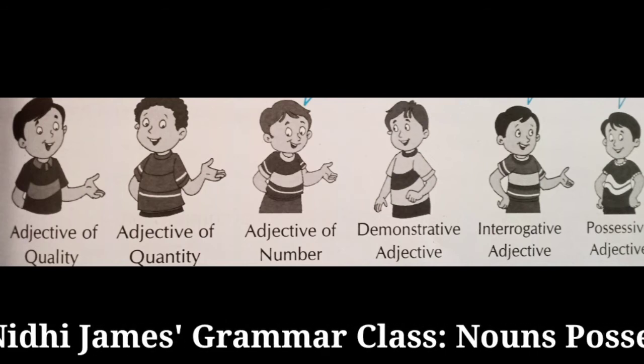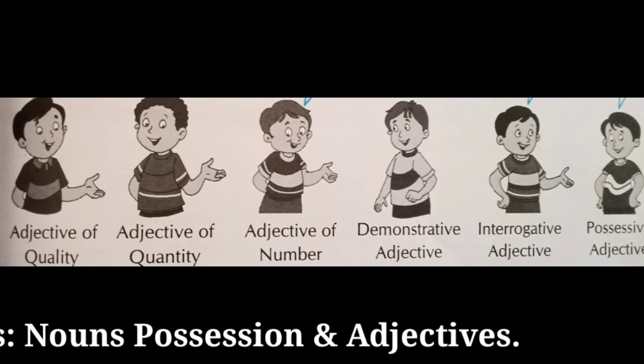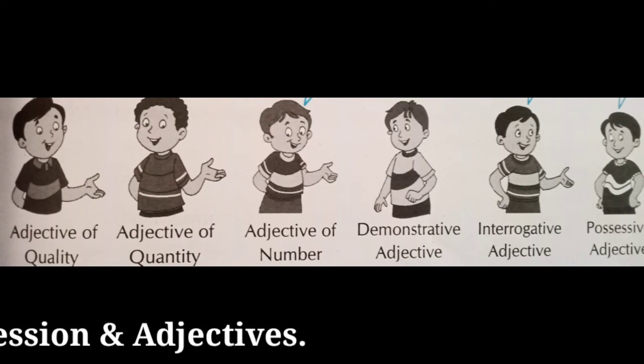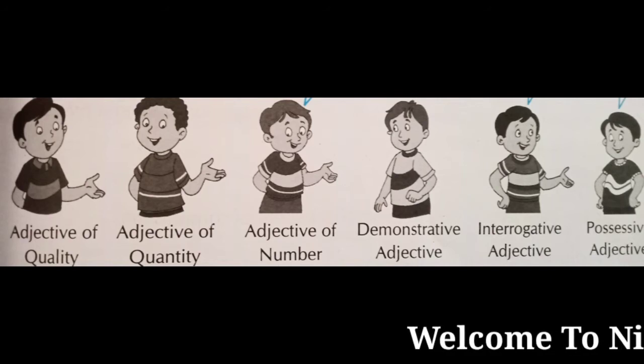Position of adjectives. Adjectives are usually placed before the nouns they describe. Example: he is an old man. Old is an adjective, man is a noun. However, sometimes the adjectives can be placed after a noun. The man is old. Man is a noun, old is the adjective.